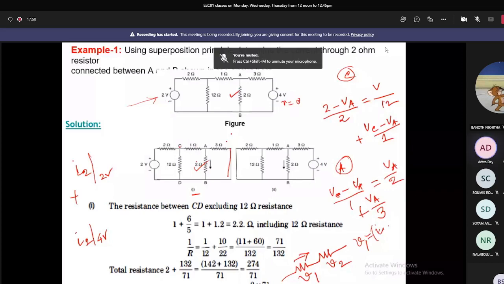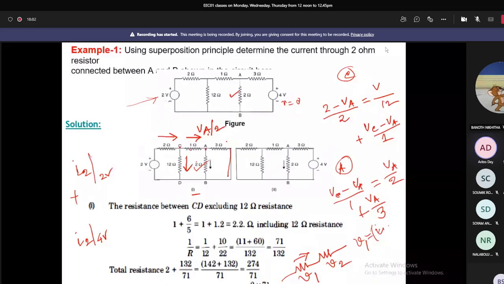And in that way it is passing through the circuit. So I have applied that: 2 minus VC, this is VC actually, 2 minus VC by 2 is equal to VC by 12 plus VC minus VA by 1 ohm. So this is one nodal equation.